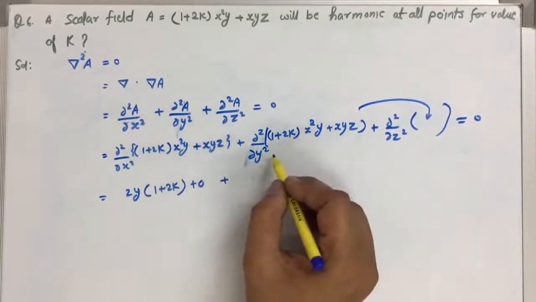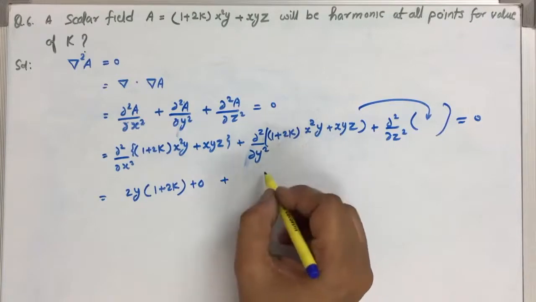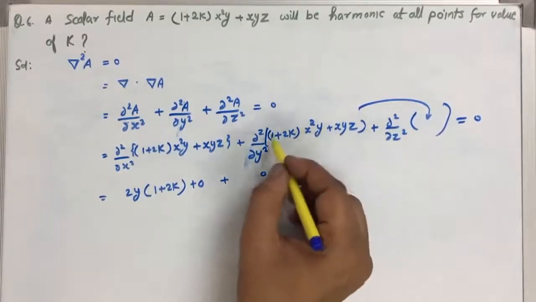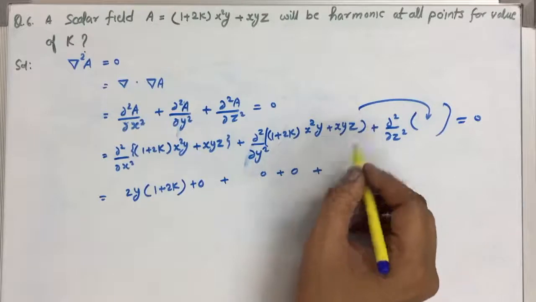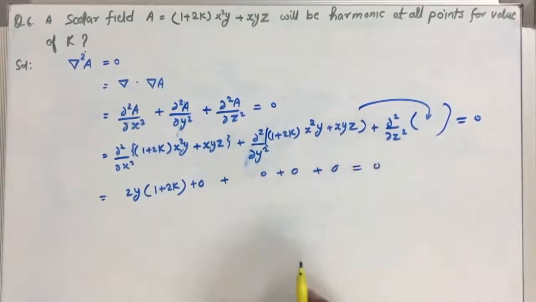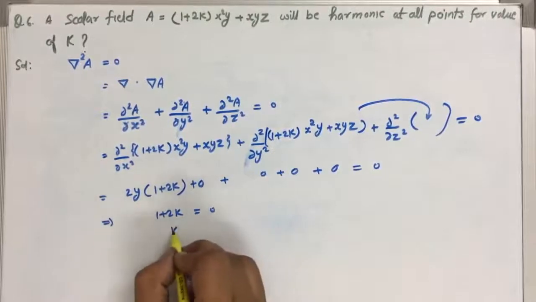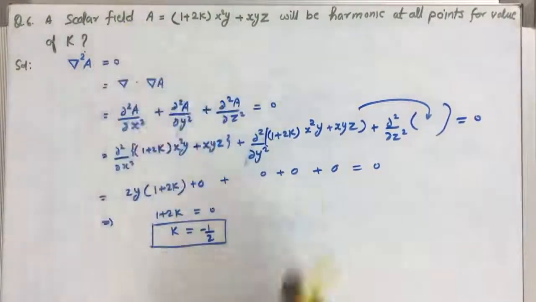Plus, with respect to y, the first derivative will give you this quantity, the second derivative will give you 0, and this will be 0 in the second derivative, and in this one the first derivative will give you 0, in this case the first derivative will give you this one, and the second derivative of this will give you 0. So after all, this will be equal to 0. And in that case, 1 plus 2k will give you 0 only when k is equal to minus half. So to make this scalar field A harmonic at all points, the value of k should be equal to minus half. And this is the end of the coordinate system and differential operator. Thank you very much.